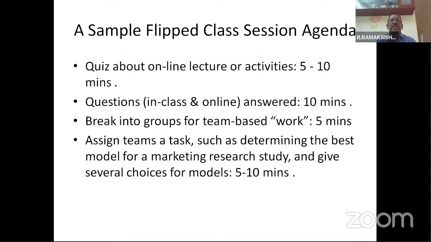This is another example of how to make a flipped classroom session. The time is split into different kinds of activities. Accordingly, you have to engage the class. Online lecture or activities: 5 to 10 minutes. That online lecture, the lecture already given, the student has observed at home. So from that you have to ask questions. For that you have to spend 5 minutes. At this moment you know to what extent the student has observed.